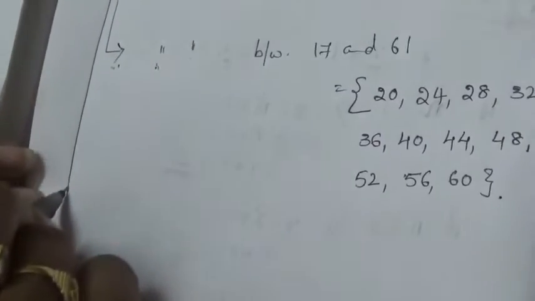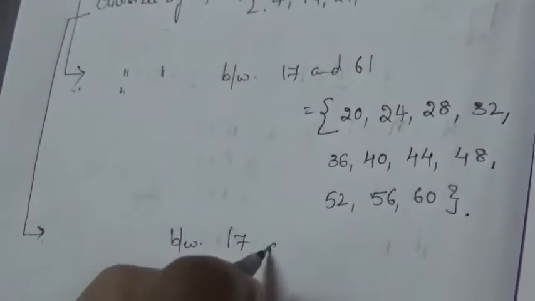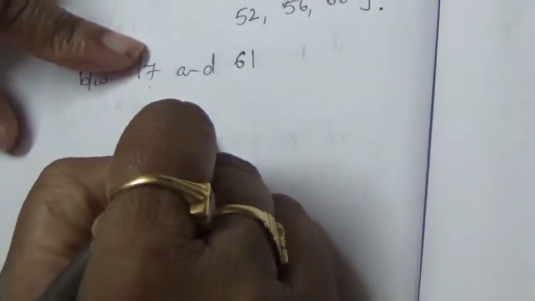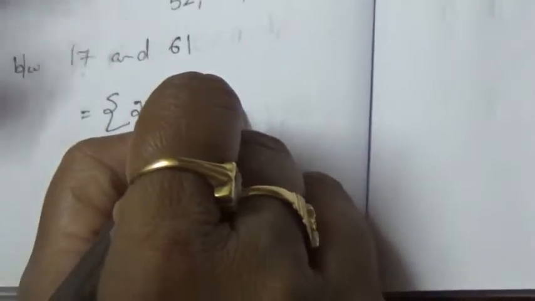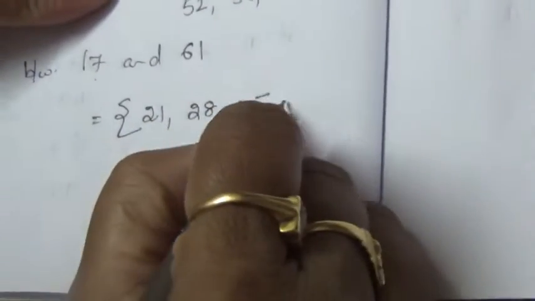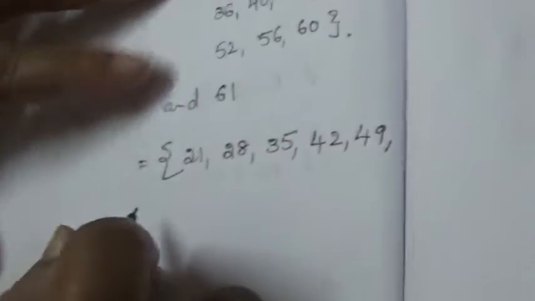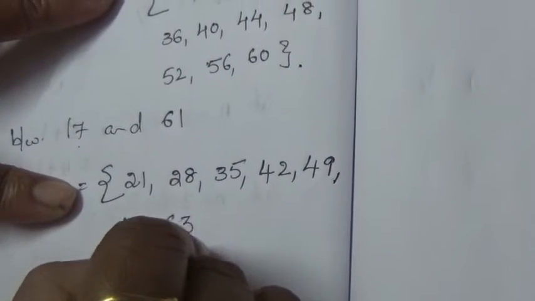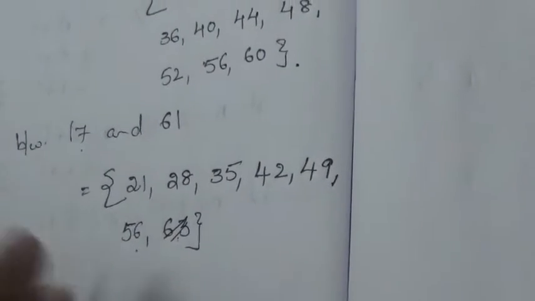Again, divisible by 7 between 17 and 61. After 17, that is 21, 28, 35, 42, 49, 56, 63. Up to 61, no, 63 is not enough. Up to 56 it is enough.